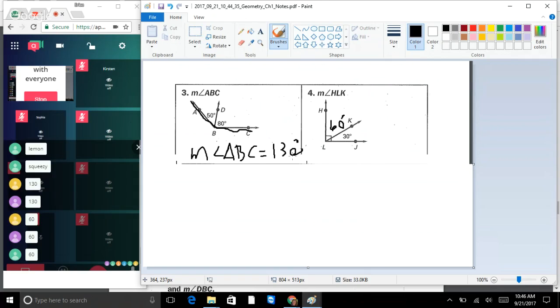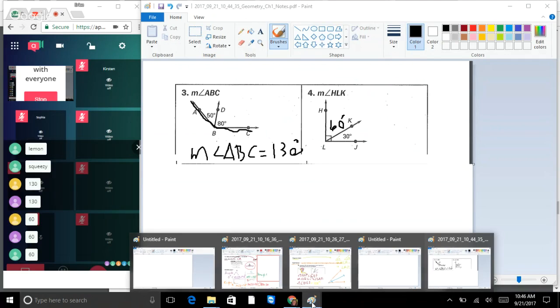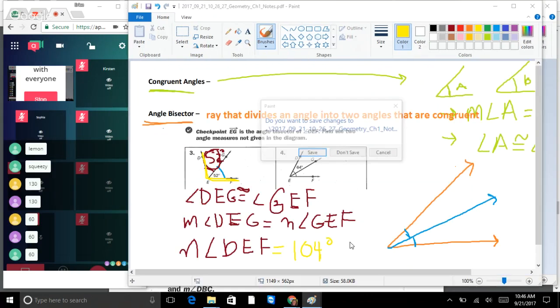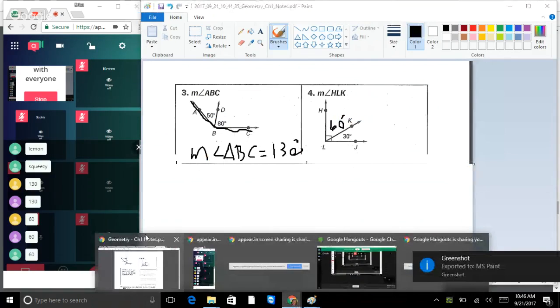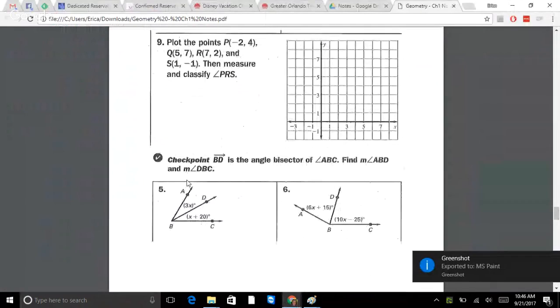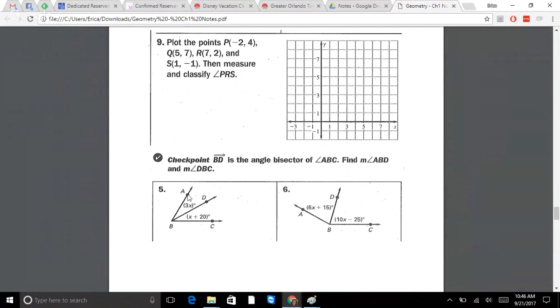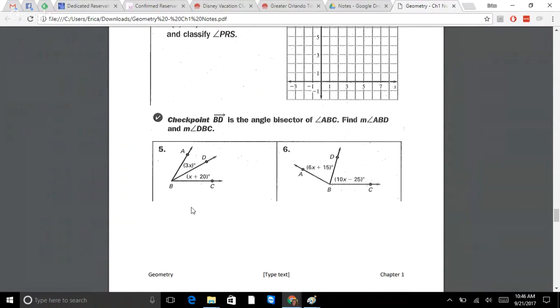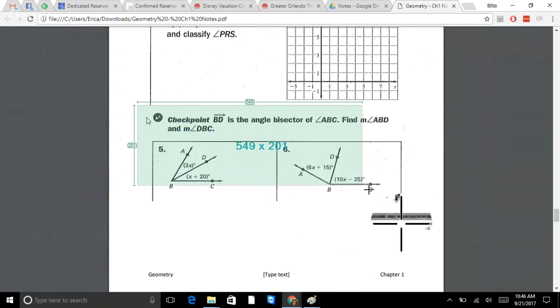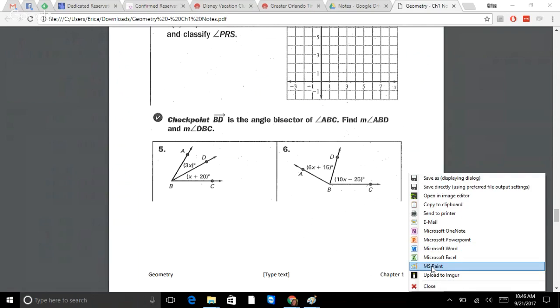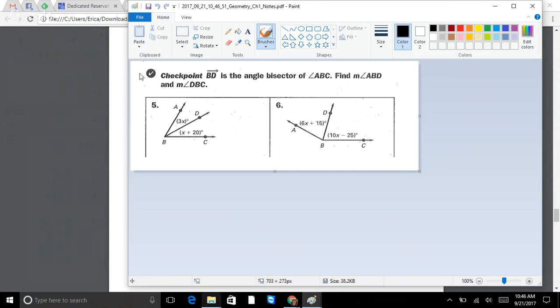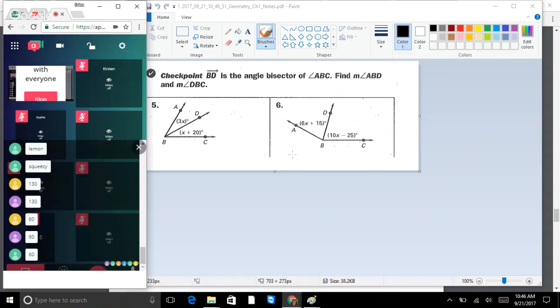Okay. Let's try a few. I think there's just a few more examples, and we'll send you on your way. Let's do 5 and 6, and then we'll come back to 9. Let's throw some algebra in there. How about that? Stretch our brains a little bit.